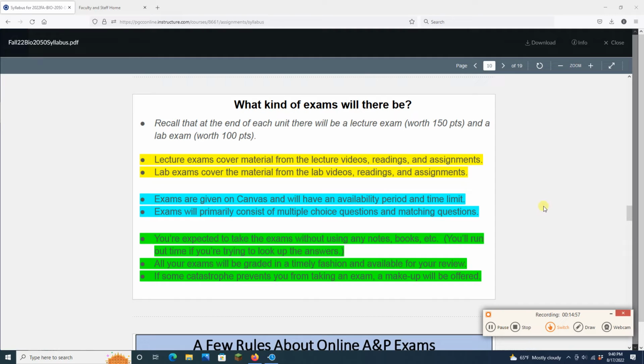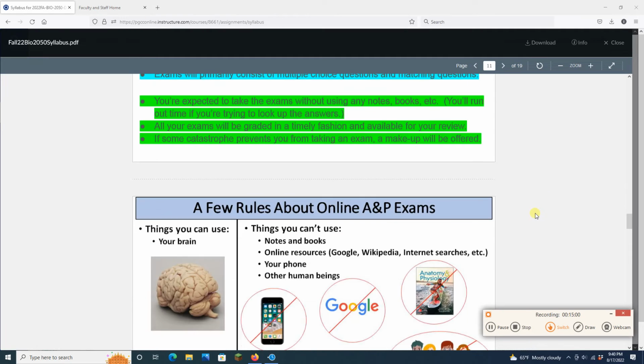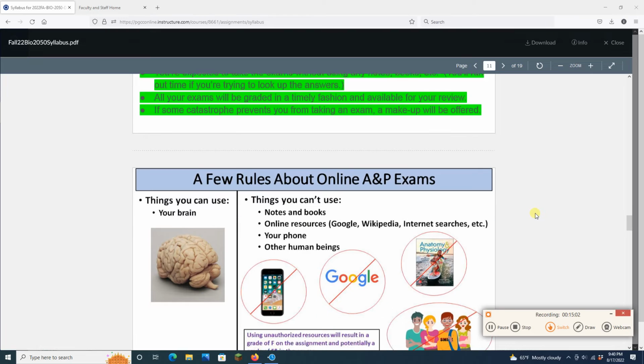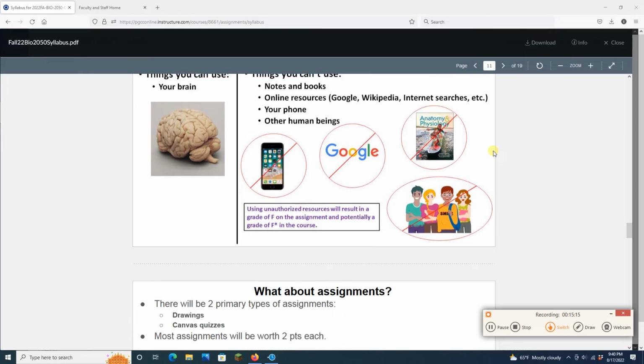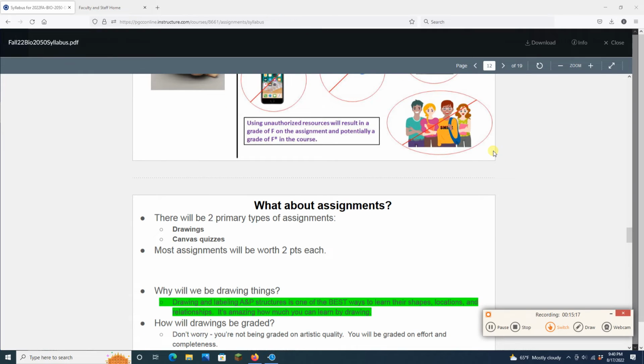All right, we are flying through the syllabus here. If you have any questions, of course, shoot me an email. Now, just kind of reiterating what to do in an exam. Use your brain. Don't use other stuff. As far as assignments go, drawings, Canvas quizzes. Most assignments will be worth 2 points each. So we'll do a bunch of assignments, so they will kind of add up. Each is worth a little bit. They do add up.